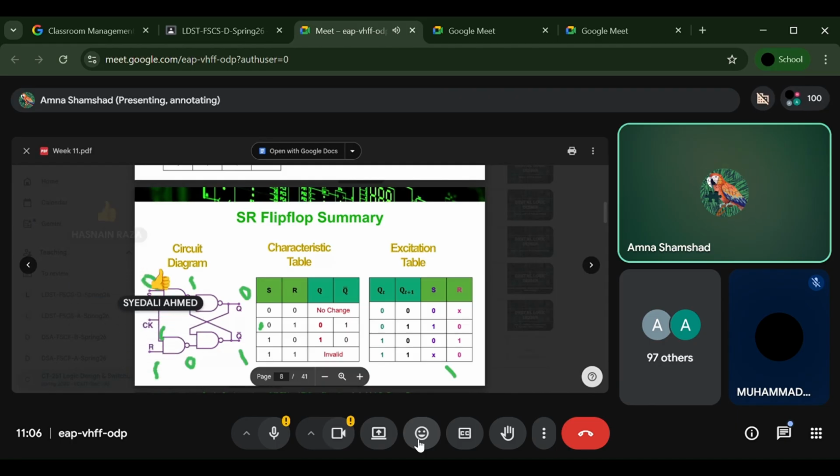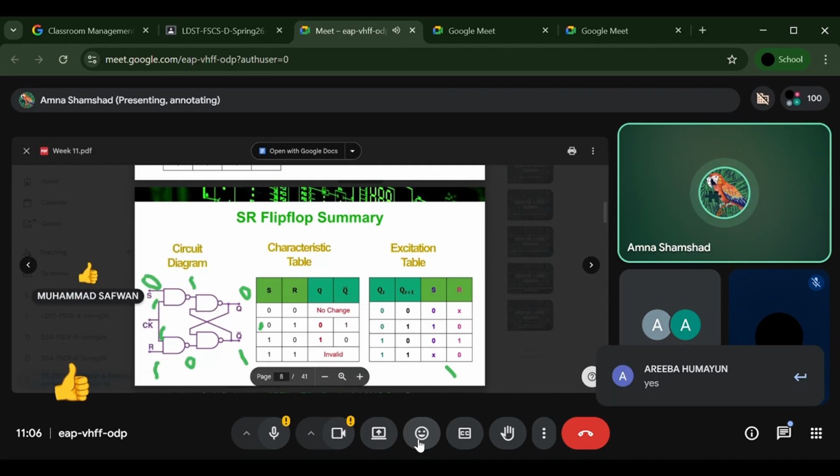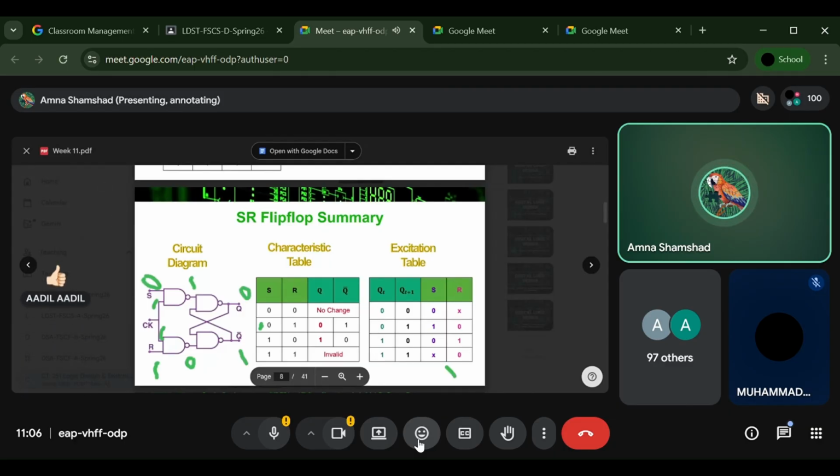Okay, I started by checking the previous state, that previously Q is 0 and Q bar is 1, and I am applying 0 on S and 1 on R, along with this clock signal that is 1 1. The first NAND gate on 0 1 will give you 1, and on 1 1 this will give you 0.